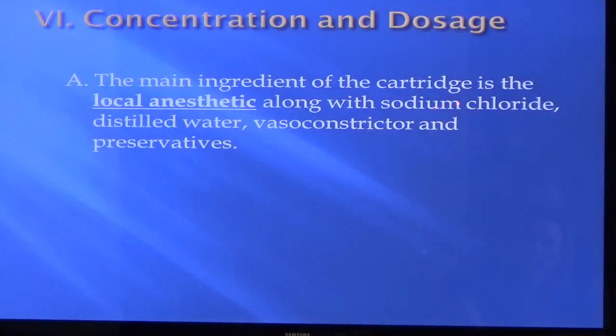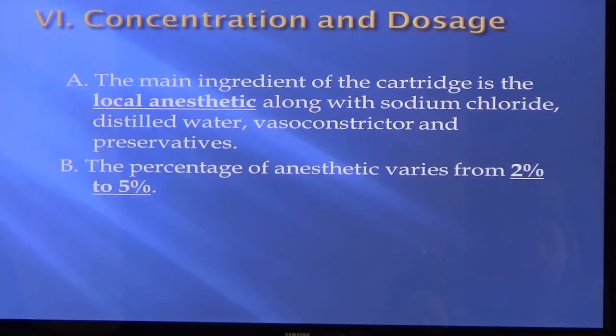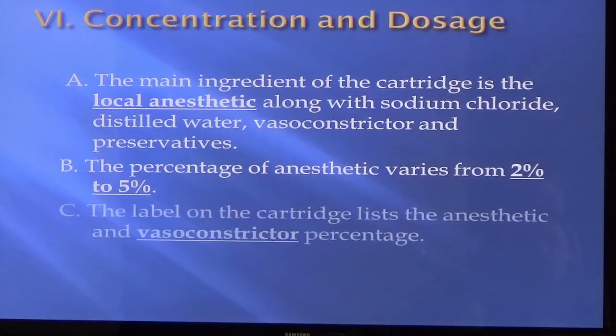The main ingredient of the cartridge is the local anesthetic, along with sodium chloride, which is salt water, distilled water, vasoconstrictor, and preservative. The percentage of the anesthetics varies from 2% to 5%. This is the percent that we have to worry about when we anesthetize. The label on the cartridge lists the anesthetic and vasoconstrictor percentage. You'll see different colors and different numbers, and you have to pay attention, especially when you have a doctor that's working fast, going from room to room to room.